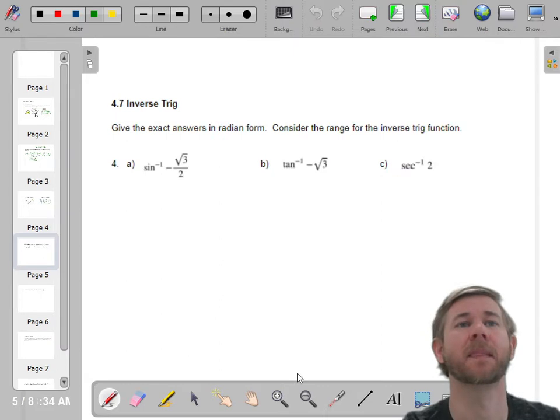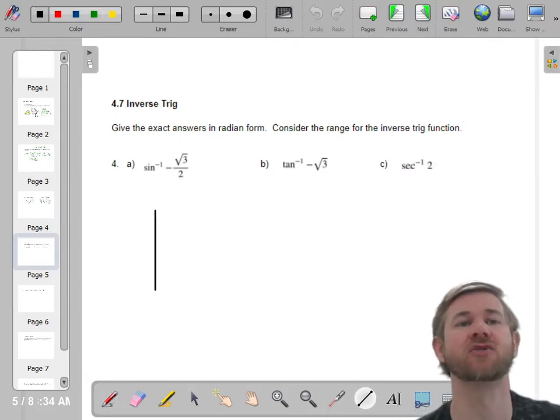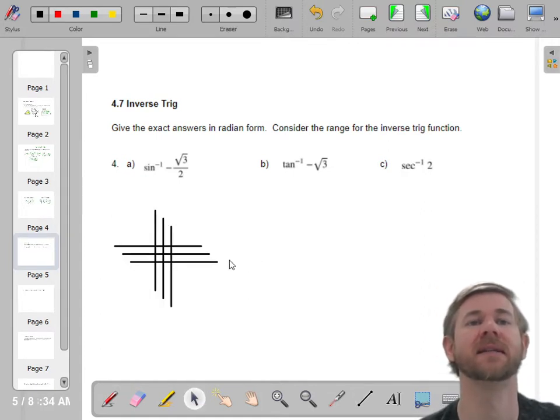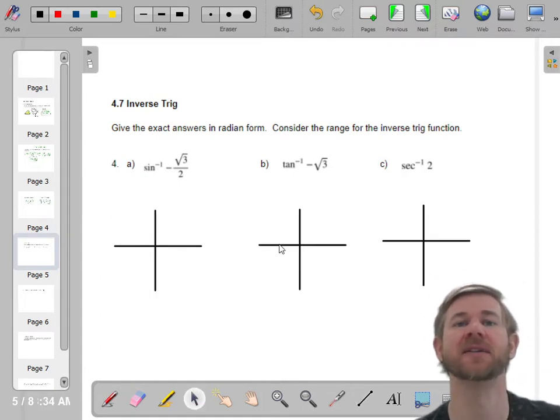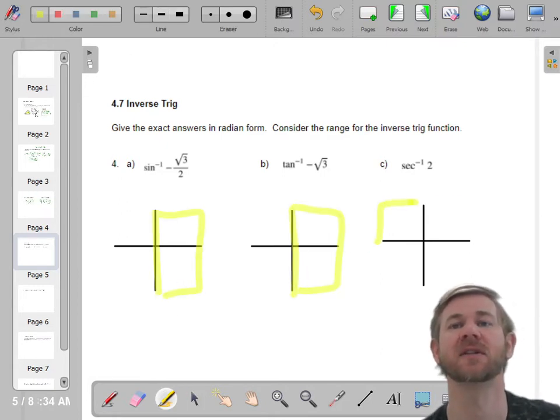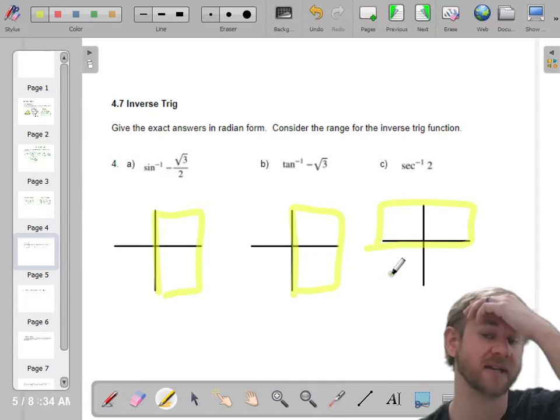What else you got? All right, inverse trig. You got to remember when you do these problems that there is a restricted range. Your answer has to come from a certain part. So let's see. If it's inverse sine or it's inverse tangent, I know my answer is going to come from the right side. And if it's inverse secant or cosine, my answer is going to come from the top.